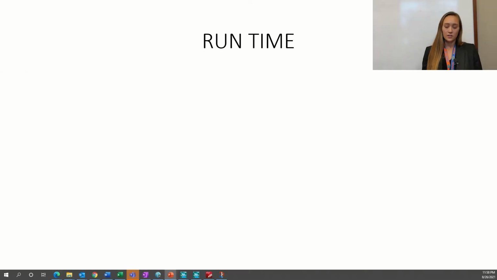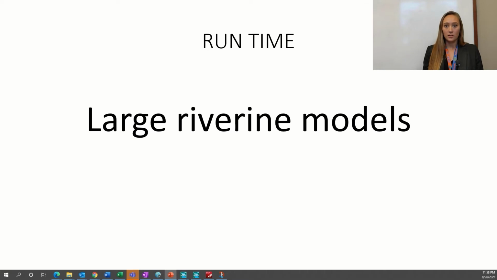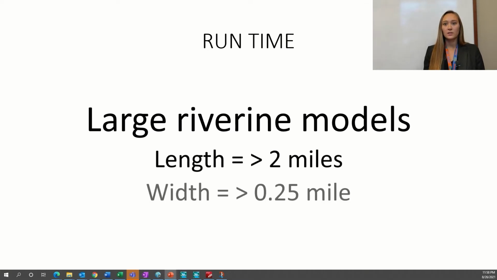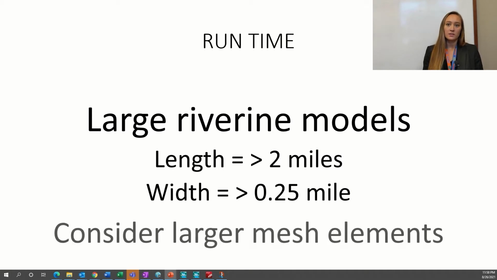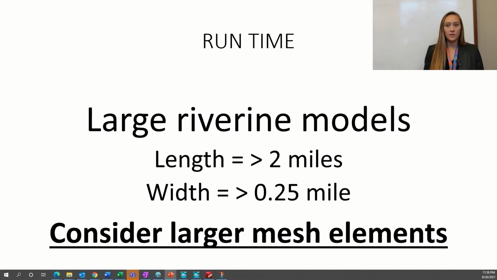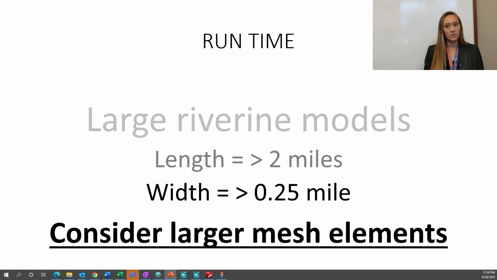Like Franz mentioned earlier in his story, for a 60-mile long model whose floodplain is 3 miles wide, to get the results in a realistic time frame, you should be considering larger mesh elements like 100-foot or 200-foot wide elements with 30-foot elements in small tributary streams.